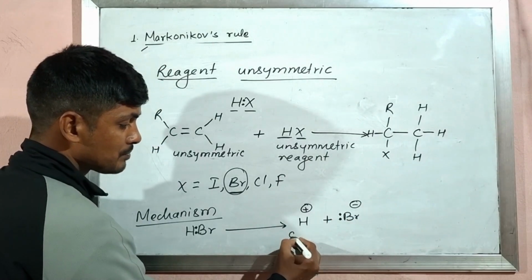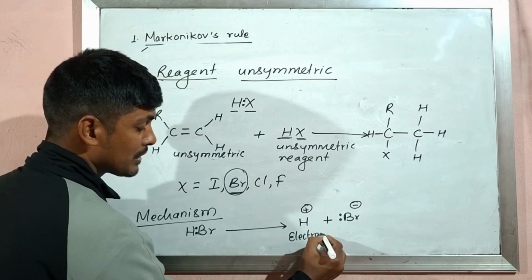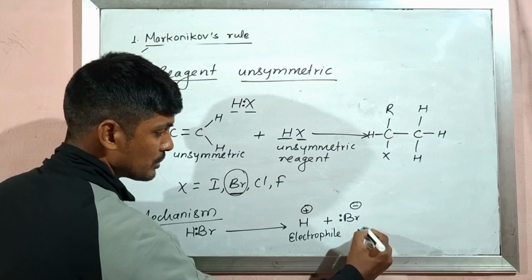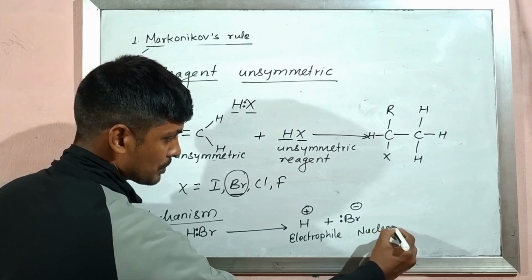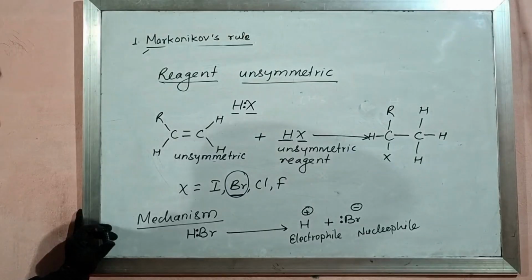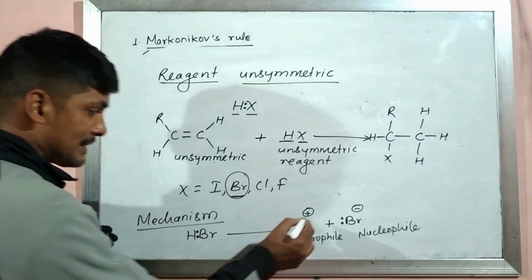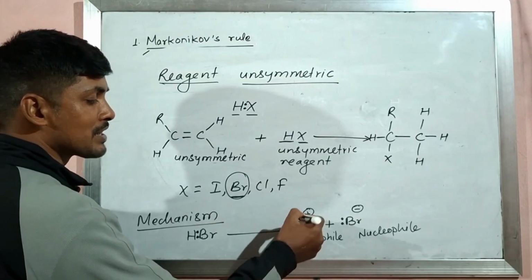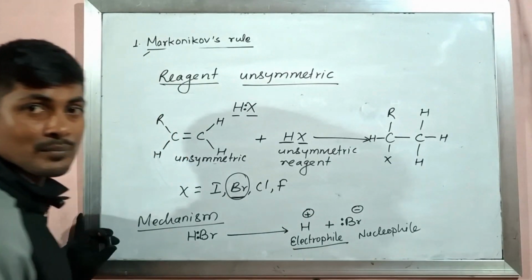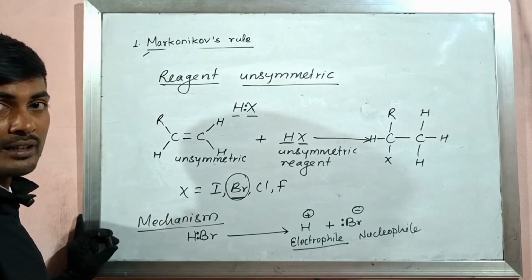So this is called the electrophile, or electron loving group, whereas the other one is called the nucleophile, the nucleus loving group. And after the formation of the electrophile and nucleophile, this hydrogen which is positively charged here, the electrophile, starts searching for electrons because it is an electrophile.